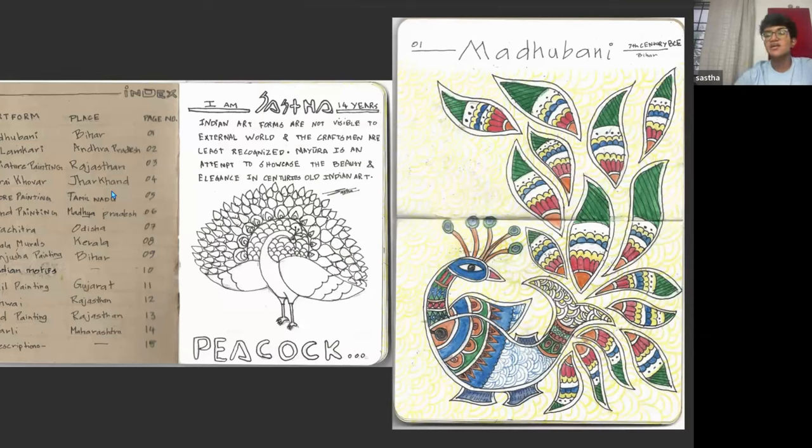So starting off on the right side, you have the Madhubani art form, the peacock form, where you can see all the outlines consist of double lines and they have enlarged features such as the head and the eyes. This art form is very predominant and very vibrant also.